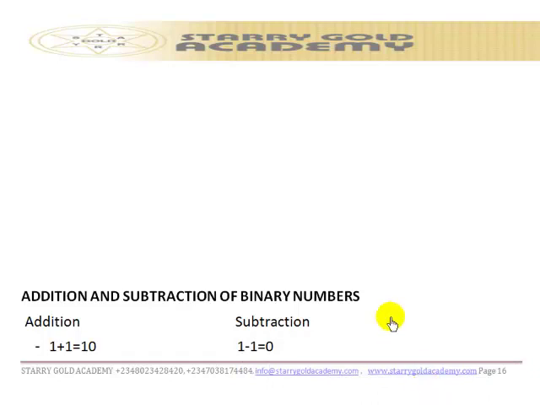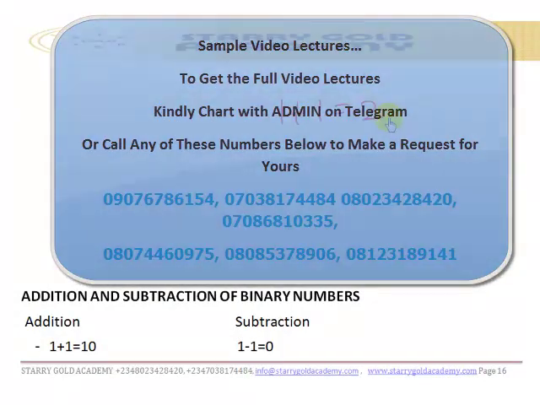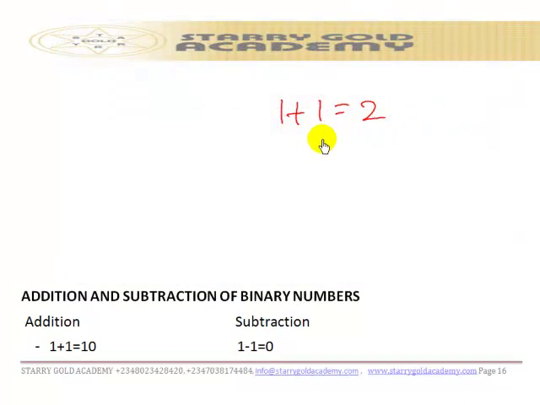In addition of number base, 1 plus 1 is 10. Actually, 1 plus 1 is not 10, 1 plus 1 is 2. But in base 2, that's binary numbers. Binary numbers are numbers in base 2, from the word bi, bi means 2. So talking of numbers in base 2 now, 1 plus 1 is 2.